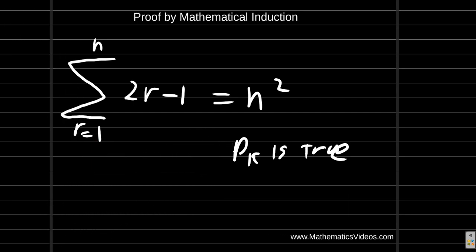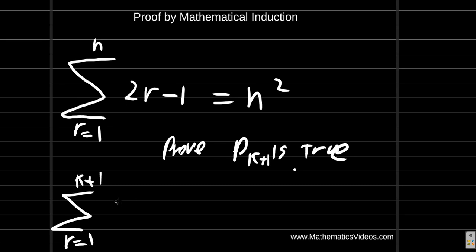What you will do is prove that P(k+1) is true. The number after k is k plus 1, so you must show that one. Alright? So here, you're summing from r equals 1 to k plus 1 of 2r minus 1 is equal to, well, it's stopping at k plus 1, so n becomes k plus 1. And you have your square here, alright?